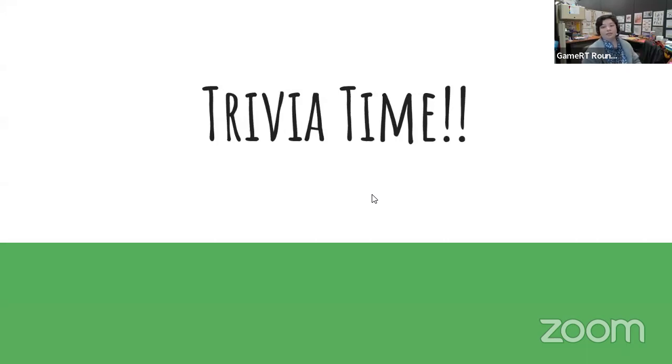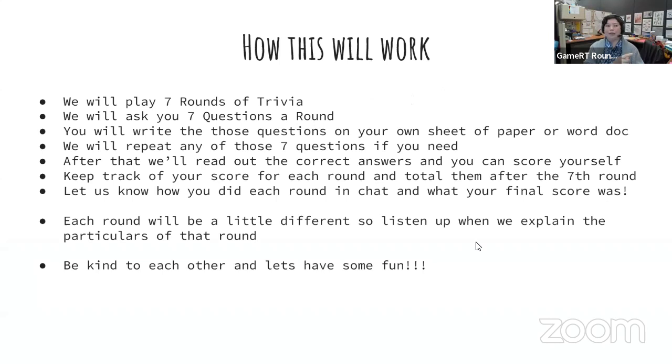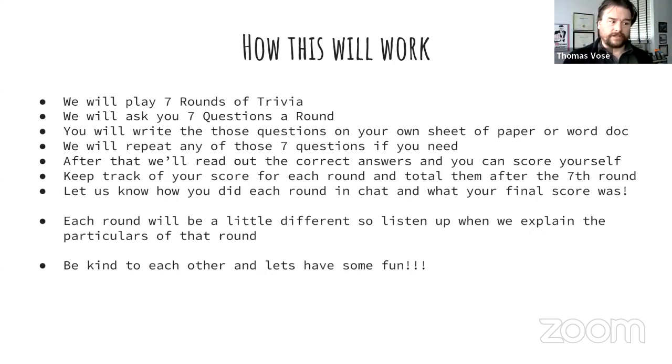So definitely throughout this entire experience, add any questions that might come up, but we're going to have a trivia event for you. We will explain each round in the next slide. So if you go ahead, Thomas. Oh, sure. Seven rounds, seven questions in a round. Go ahead and write down whatever your answers are, and we'll repeat them if you need us to, and then we'll read out the correct answers, and you can score yourself. Keep track of your score for each round, total them up after the seventh round, and tell us how you did, and we trust you. We're all professionals here. We will sometimes have some weird rounds that we'll need to explain to you a bit, but also be cool, and let's have fun.